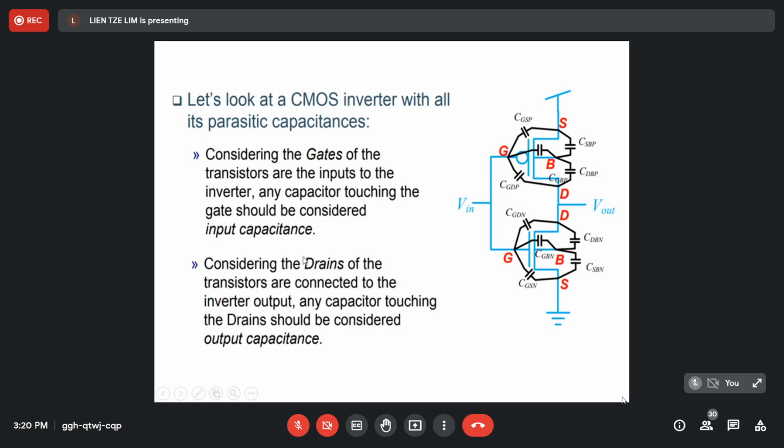So this is again not difficult to understand. Now you know there is gate capacitance and junction capacitance. So how do we know which one is input capacitance and which is output capacitance? It is actually through the gate and drain. If a capacitance is connected to the gate, then it is called input capacitance, and if it is connected to the drain terminal, then it is called output capacitance.